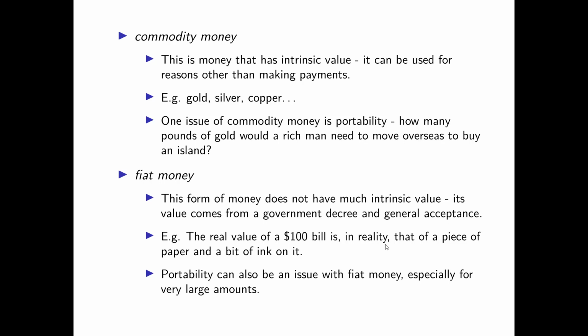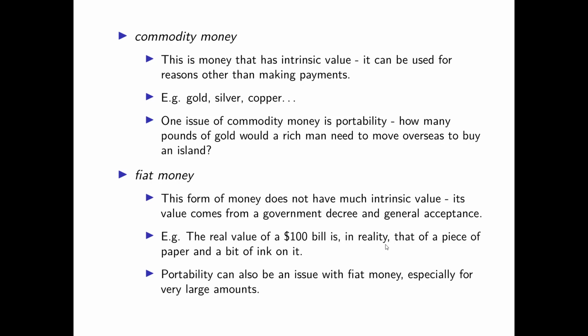One issue of commodity money, remember, portability. We said that good money needs to be portable. So this is very difficult. If a rich man needs to move overseas, how would a rich man who wants to buy an island overseas want to move all the gold he has to do that, if gold is the form of money? Well, this is going to be tons and tons of gold to buy an entire island, and it's not very portable. So that's fairly difficult.